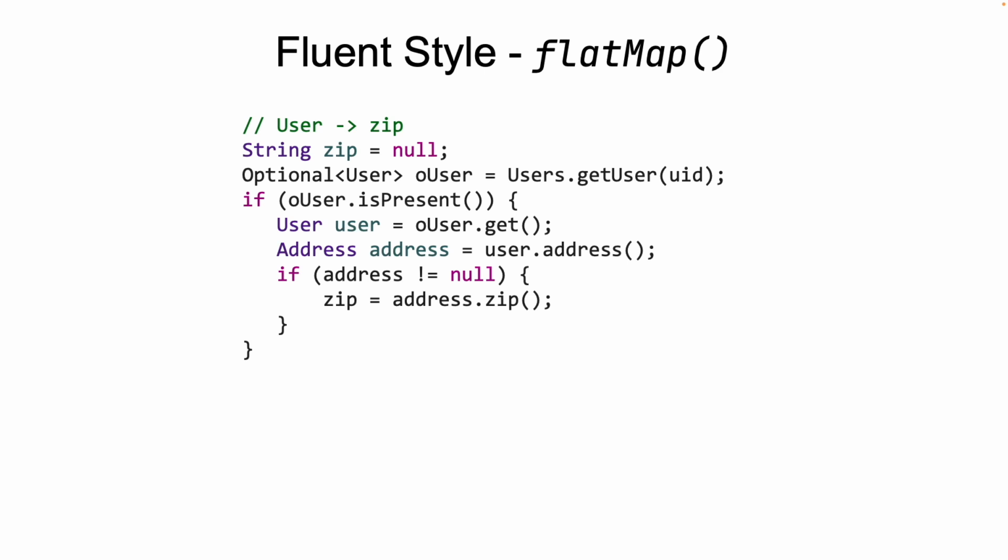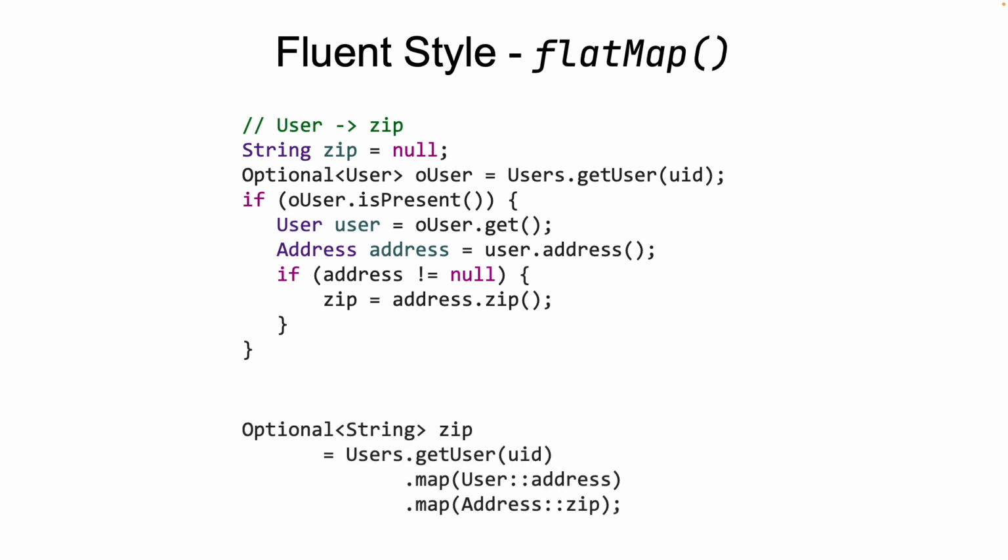There are too many if statements. We already know one way to eliminate the cascading if statements. That's by using the map method, as we see on the screen. Here we use the first map to extract the address, and then the second map to extract the zip.